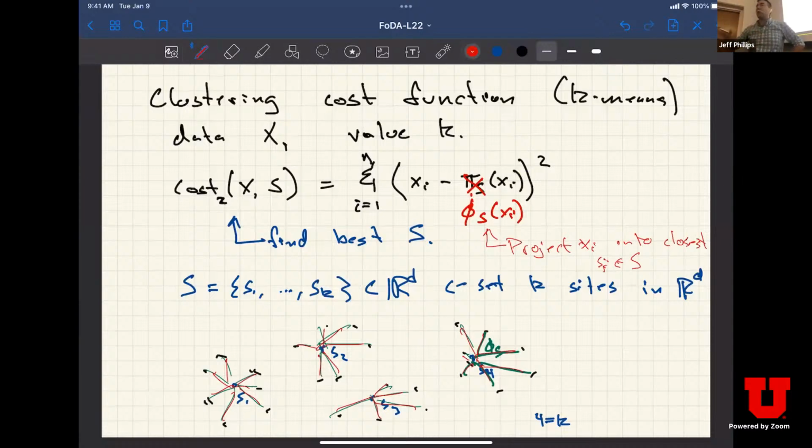What I want to talk about for the next bit of the lecture is the structure called a Voronoi diagram, which is going to describe the structure of this projection. This will play a key role in understanding how the k-means formulation and all assignment-based clustering algorithms, which fall in this category, work and what they have to deal with.